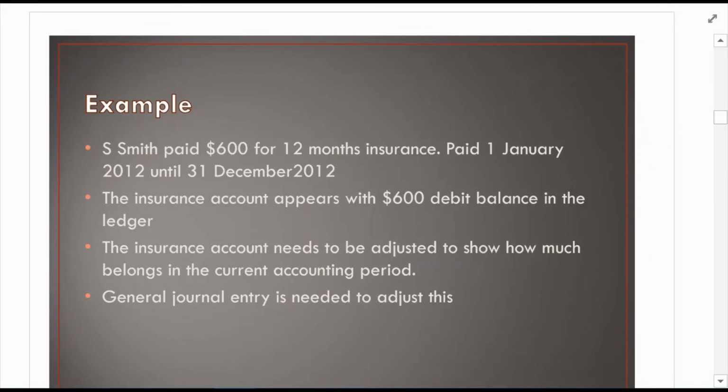So we're going to work on the first example. S. Smith paid $600 for 12 months insurance. Okay, so we paid it on the 1st of January and it lasts until the 31st of December. So let's depict this, and sometimes I do these up in timelines. So we've got the 1st of January, and we've got the 31st of December. And we know the end of the financial year is somewhere in between there, so it'll normally be the 30th of June is just in there.